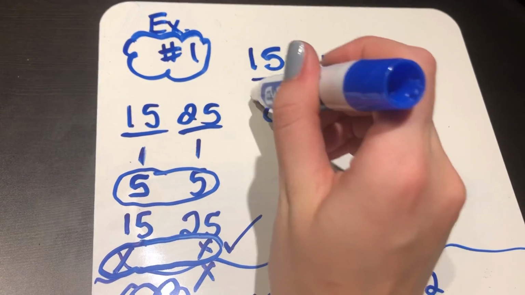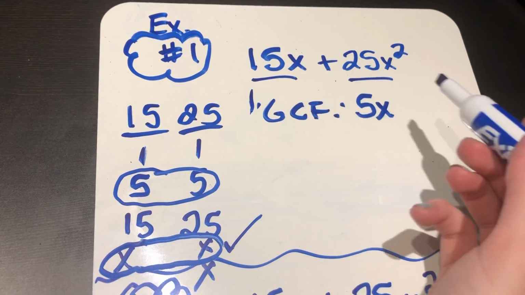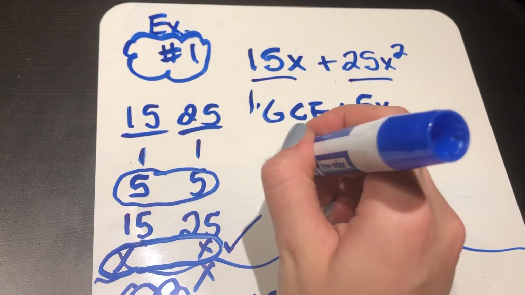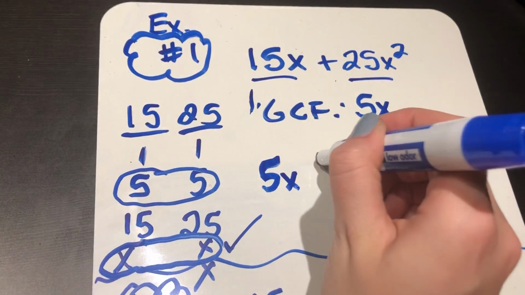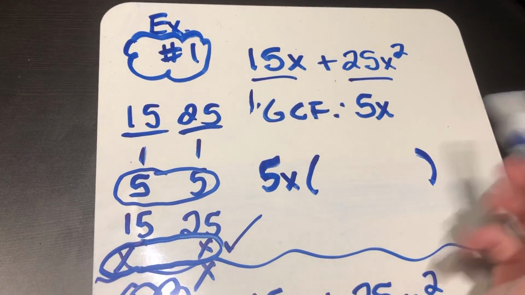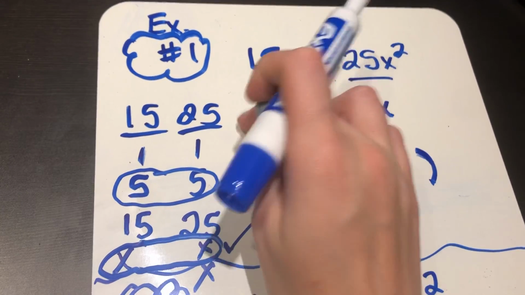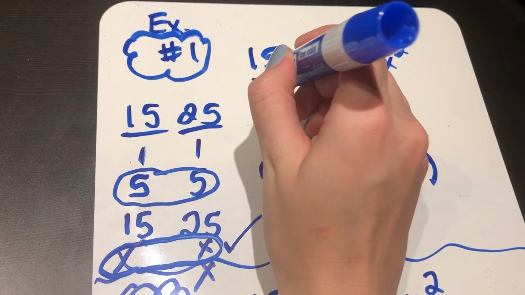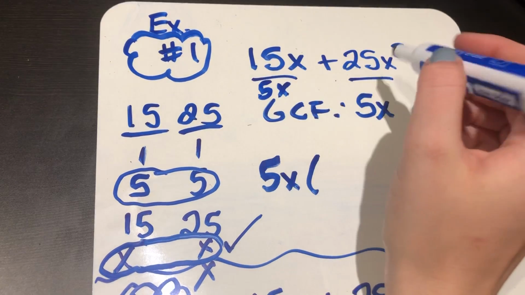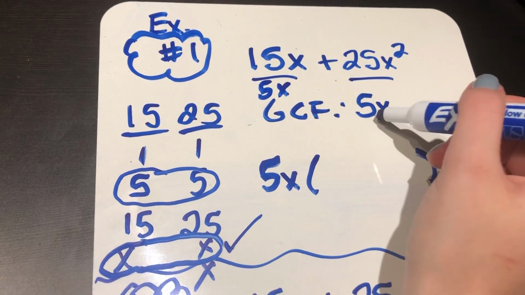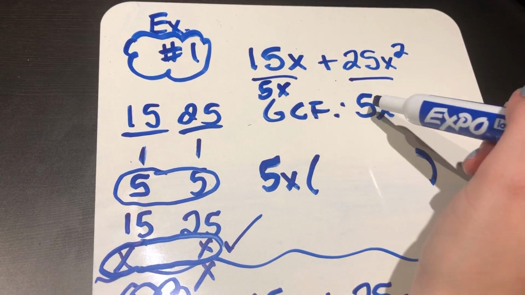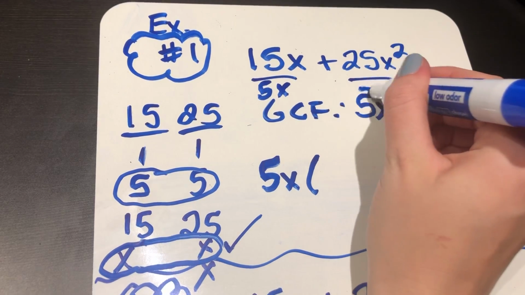Now that's the first step, that's step number 1. Now what you're going to do is pull that out. So you're going to put 5x on the outside, because that's our GCF. Then we have to figure out what goes on the inside. How you do that is you divide each one by the 5x. So I'm going to divide this one by 5x, and then I'm going to divide this one by 5x.